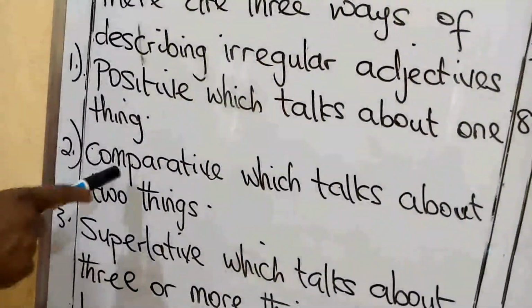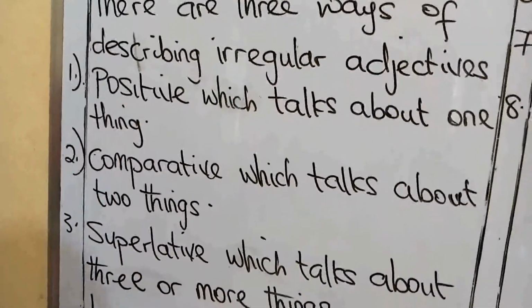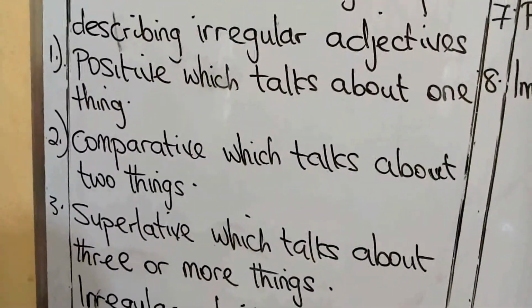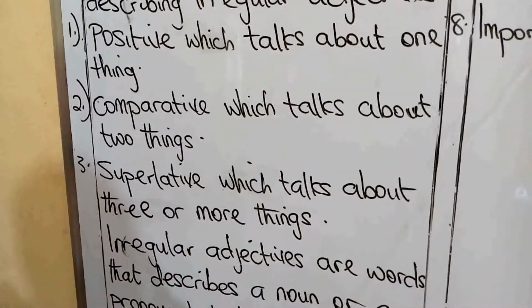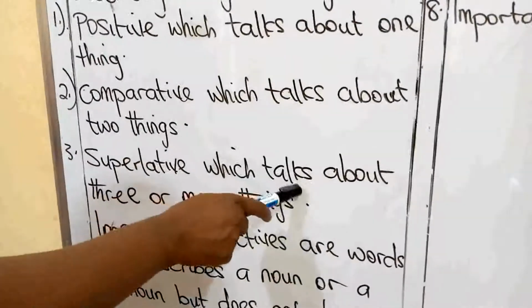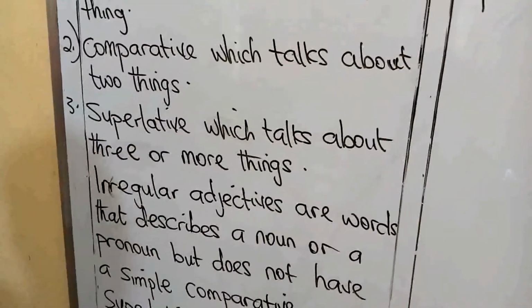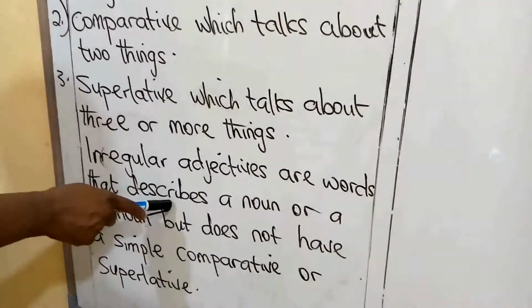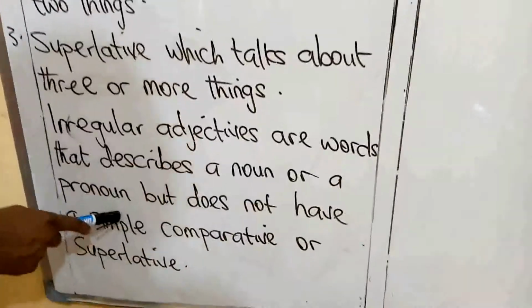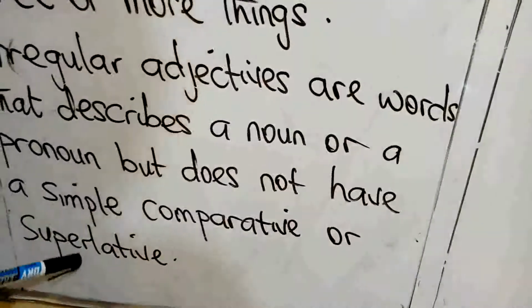Then number 2, I said another way of describing is comparative, which talks about 2 things. Comparative talks about 2 things, and the superlative talks about what? Very good. Superlative talks about 3 or more than 3 things, so many things. Now I also describe irregular adjectives as words that describe a noun or a pronoun but does not have a simple comparative or superlative. Let's say it together.